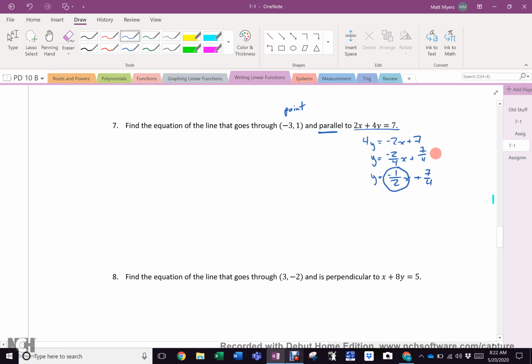There's my slope. So now I have a slope, m equals -1/2, and I have a point, -3, 1. What uses a slope and a point? Slope-point form, first try. Y minus 1 equals -1/2 x minus -3, so x plus 3. Done.